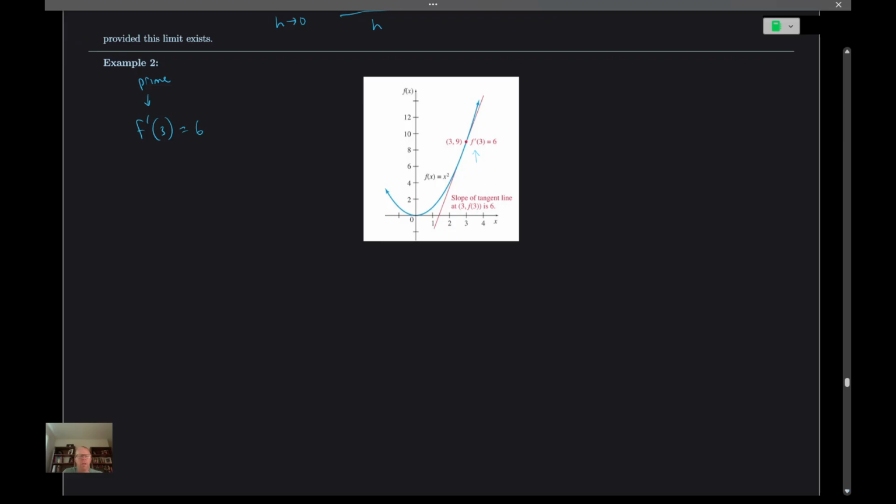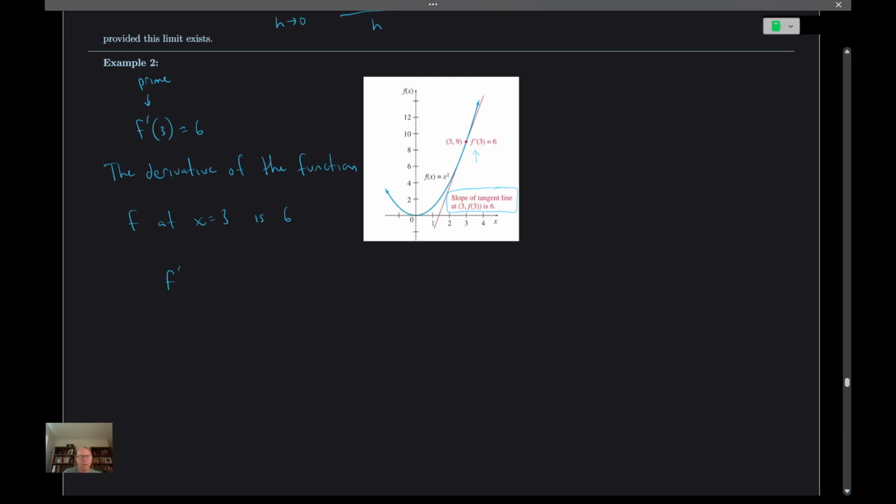So we could say the derivative of the function f at x equals 3 is 6. Now, the other way to say that is the slope of the tangent line at this point, 3, 9, is 6. So the slope of this red line is 6. Okay, so now how do we find that?